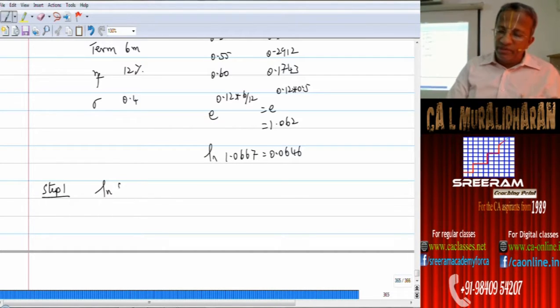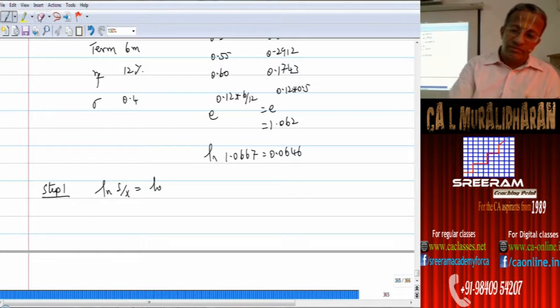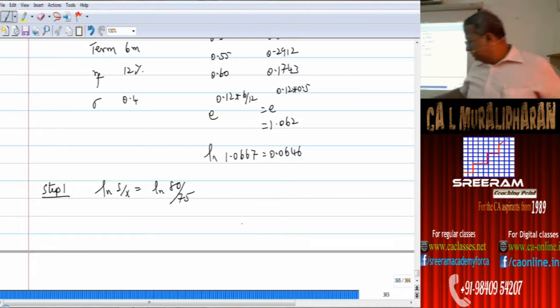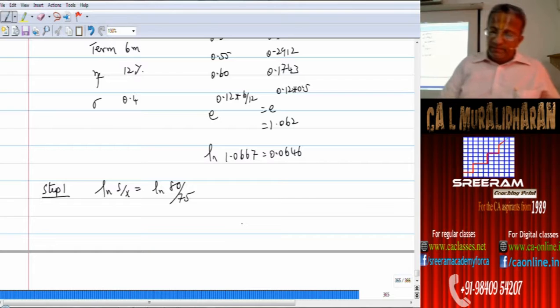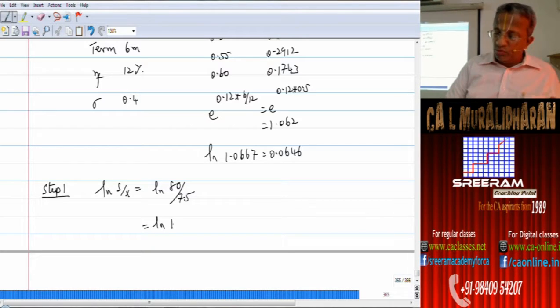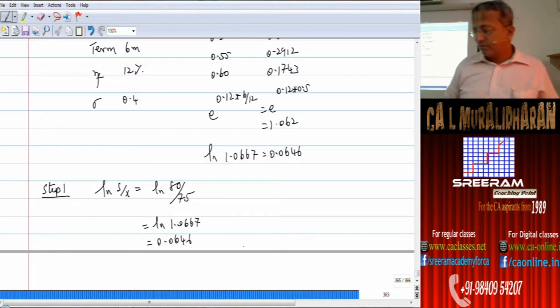So, natural log of S by X is equal to natural log of 80 by 75. Natural log of 1.0667 is equal to 0.0646. Correct.